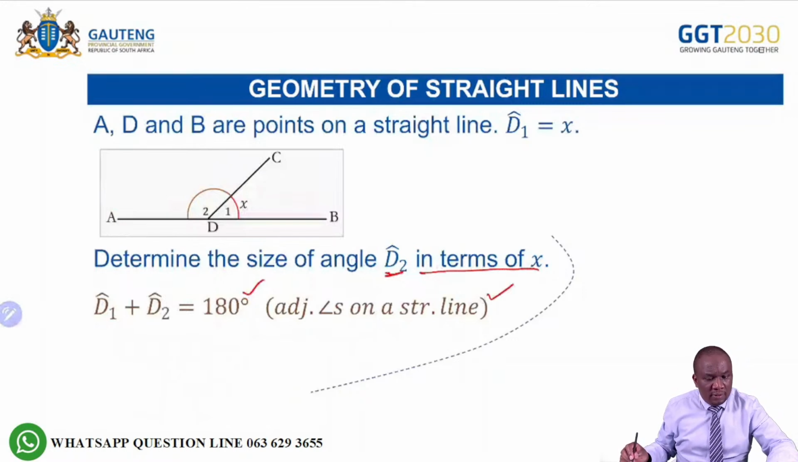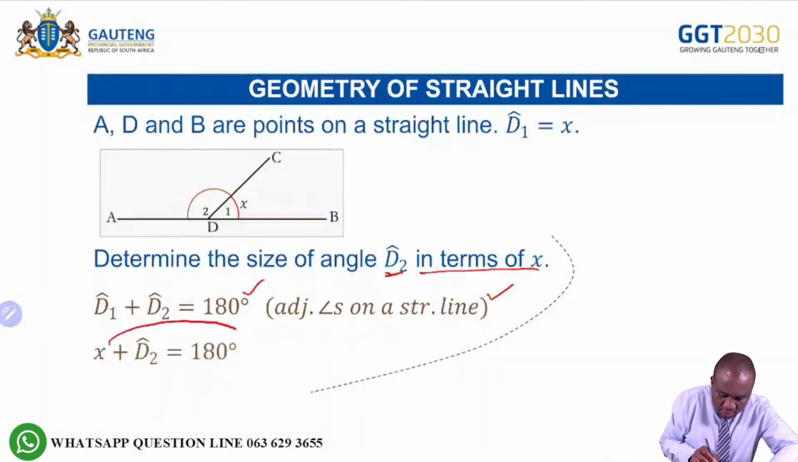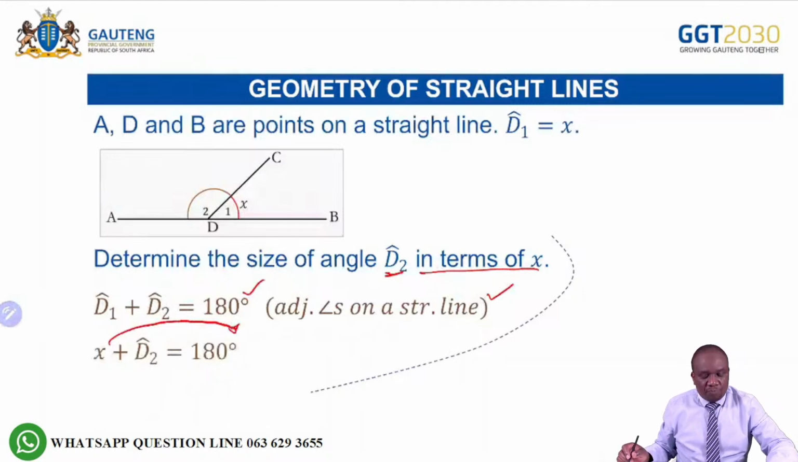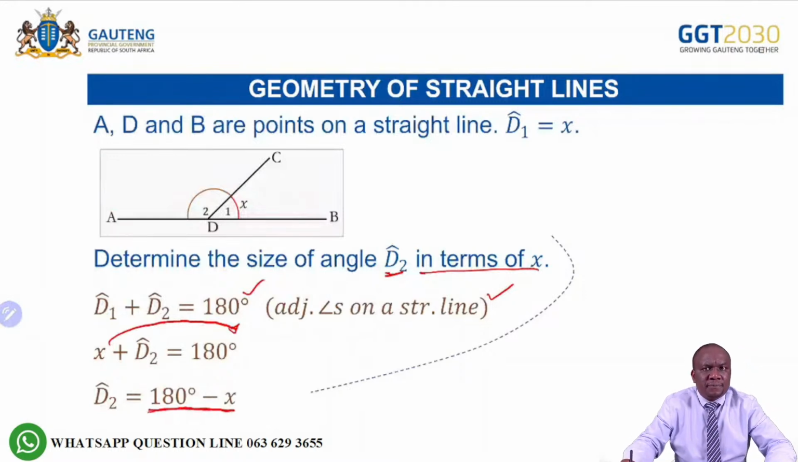Now we can start looking for our angle D2. D1 is X, so where there's angle D1, we're going to put X. And then we subtract X from both sides of the equation, or we just transpose X to the right and it becomes negative X. And then D2 is equal to 180 degrees minus X. This is D2 in terms of X.